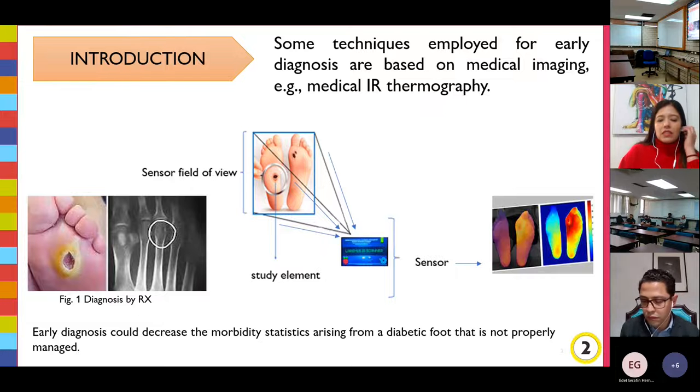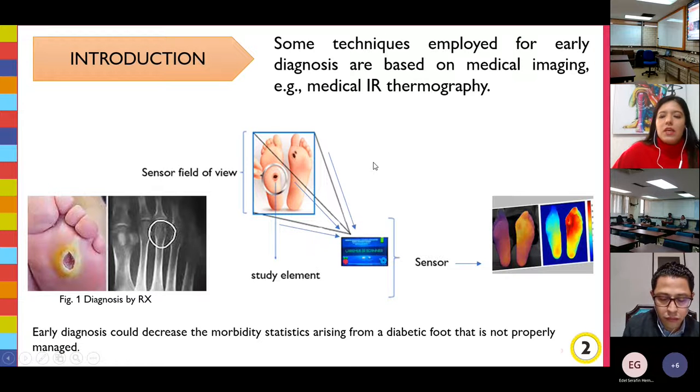Diabetic foot is a challenging condition to assess in advance, before the patient refers symptoms. Early diagnosis could decrease the morbidity statistics arising from a diabetic foot that is not properly managed. Some techniques to evaluate the diabetic foot condition are based on medical imaging and on infrared thermography. For that reason, we use this technique in order to evaluate this condition. We know that early diagnosis could decrease the morbidity for each patient.